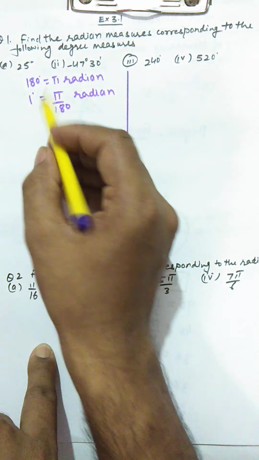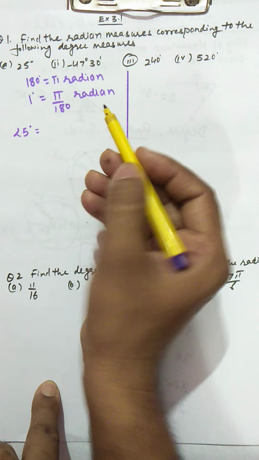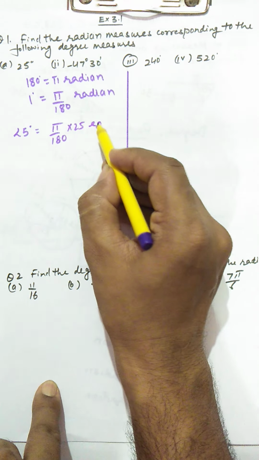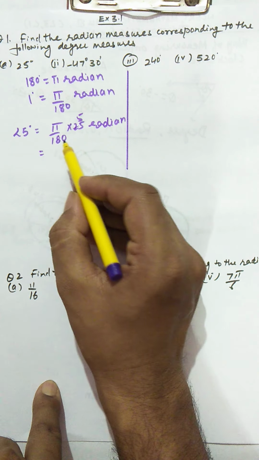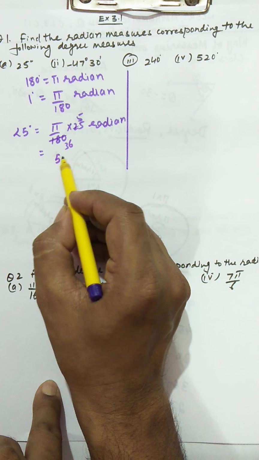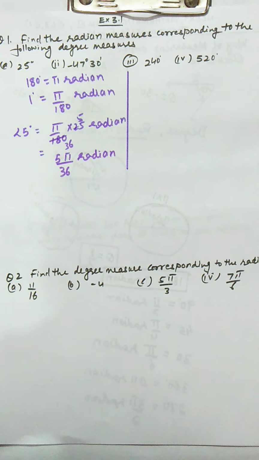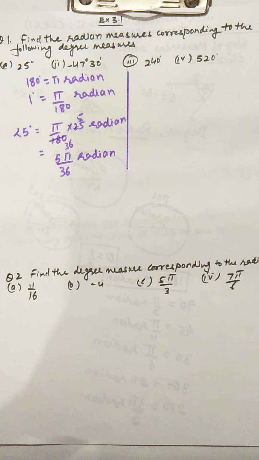So we can write 1 degree as pi upon 180 radian. I'm using the unitary method. So if 1 degree is pi upon 180 radian, then 25 degree you can write as pi upon 180 into 25 radian. You can simplify this by 5, and 5 3s are 15, 5 6s are 30, so you can write that as 5 pi upon 36 radian. So you have converted degree into radian. Now the next part, my second part, is minus 47 degree and 30 minute.